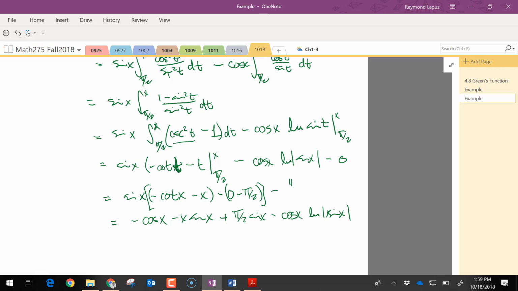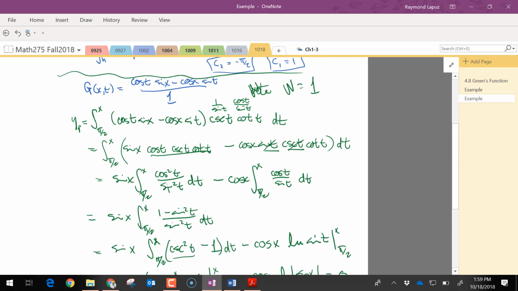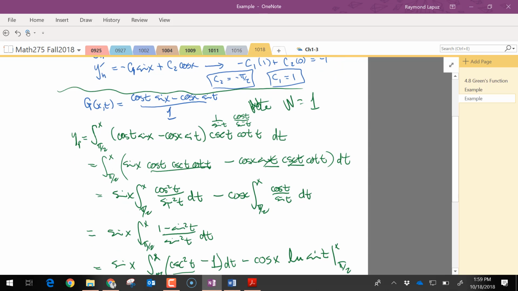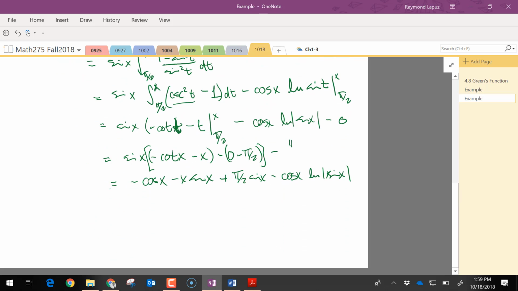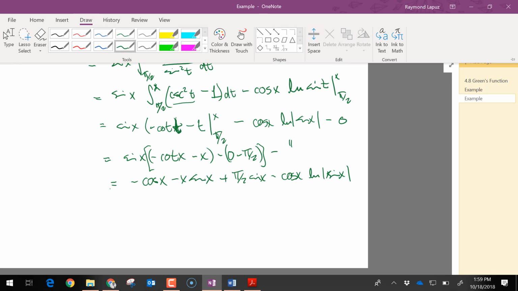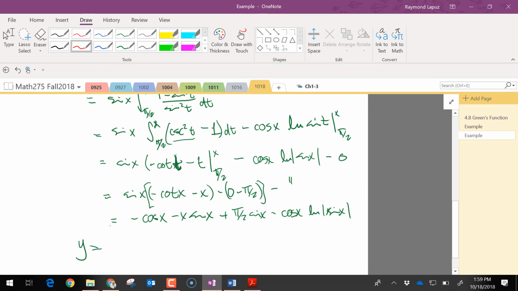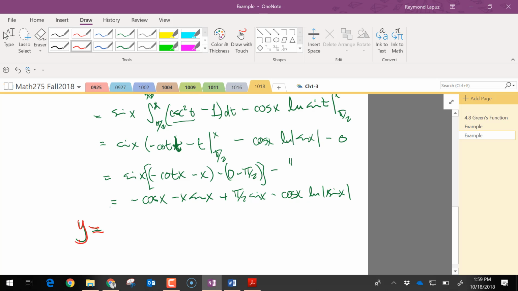That's cool. And then we add this stuff that we found earlier, 1 and negative pi over 2. So our solution y is equal to positive 1 times cosine x minus pi over 2 times sine x. That's probably going to cancel with this, and then plus the rest of this stuff.